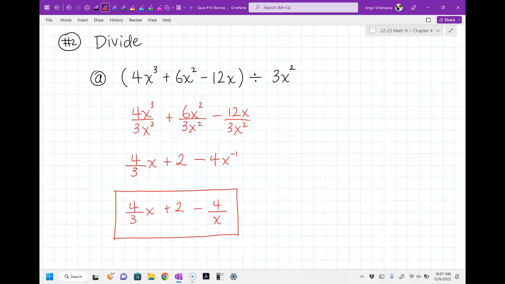Okay? Questions on that one? So there's going to be, I think, like 2 problems like this, and then there's going to be 2 problems like this last one.